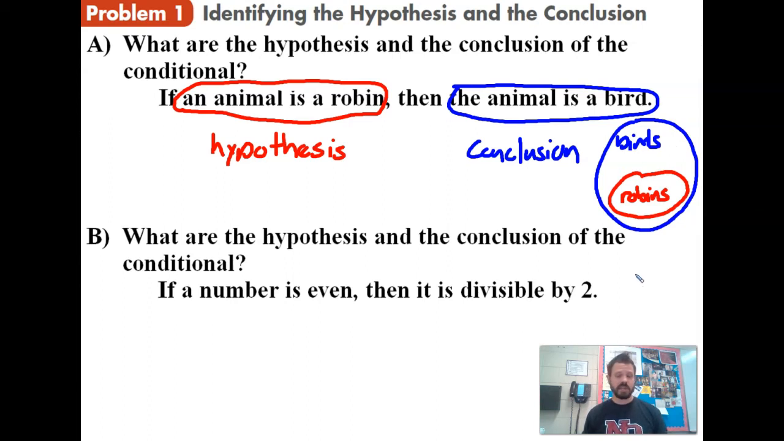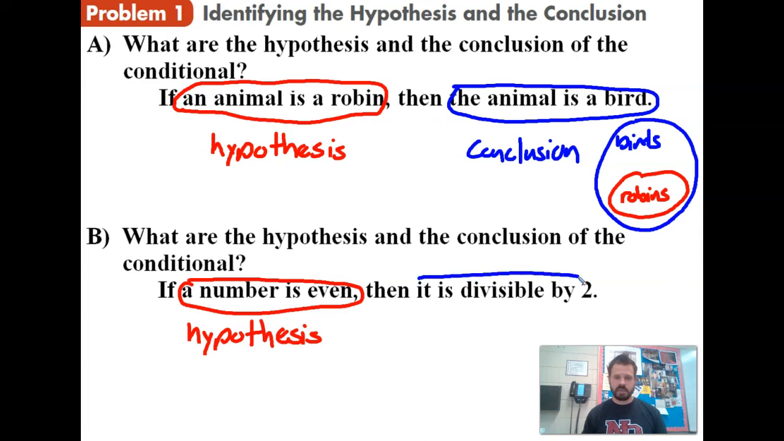All right, B is the same idea. What are the hypothesis and conclusion of the conditional? If a number is even, then it's divisible by 2. Again, the hypothesis would just be a number is even. And the conclusion would be it is divisible by 2. Pretty simple, but it's important we can split these sentences into these parts, hypothesis and conclusion, for the stuff we're going to do next.